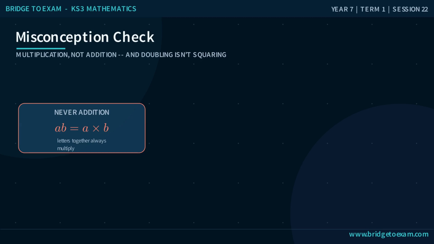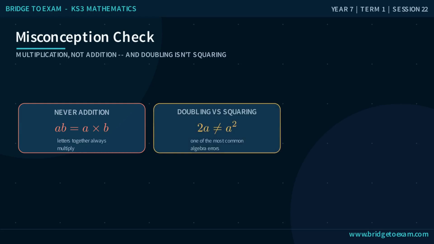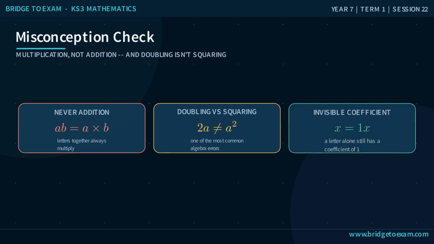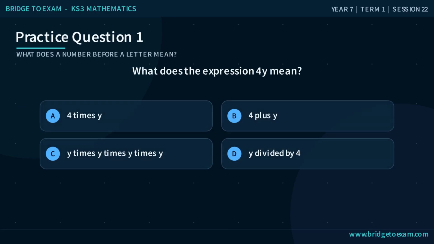ab always means a times b, never a plus b. Letters written together are always multiplied. 2a and a squared are different. 2a is doubling, a squared is squaring. Mixing these up is one of the most common algebra errors. A term with no visible coefficient, like x, has an invisible coefficient of 1. x means 1x.